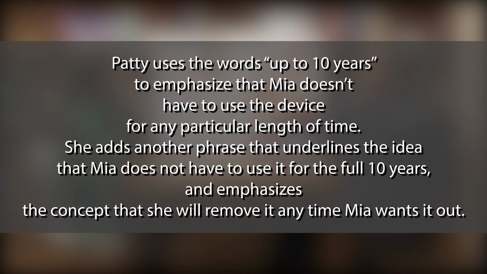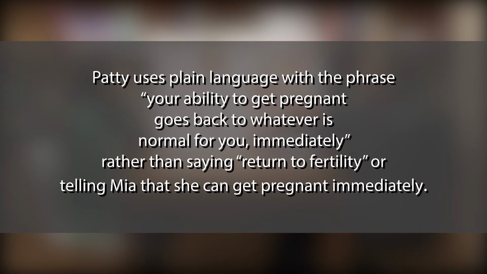She adds another phrase that underlines the idea that Mia does not have to use it for the full 10 years and emphasizes the concept that she will remove it anytime Mia wants it out. Patty uses plain language with the phrase, "Your ability to get pregnant goes back to whatever is normal for you immediately," rather than saying, "return to fertility," or telling Mia that she can get pregnant immediately.